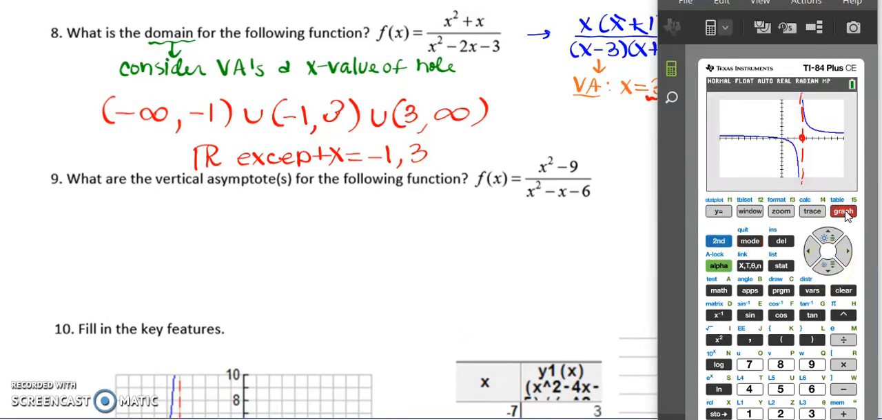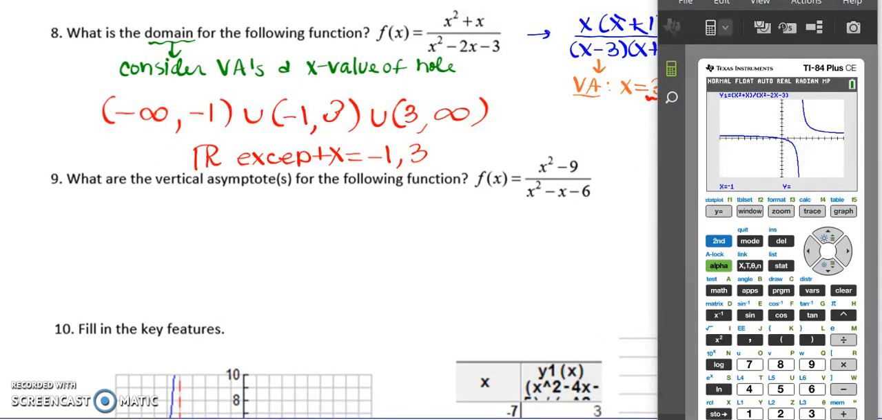What if I pull the graph up and I do second calculate option 1 value, and I ask it what happens when x is -1? It doesn't give me a y value because it skips over that point in the graph. Okay? Alright, so let's keep going.